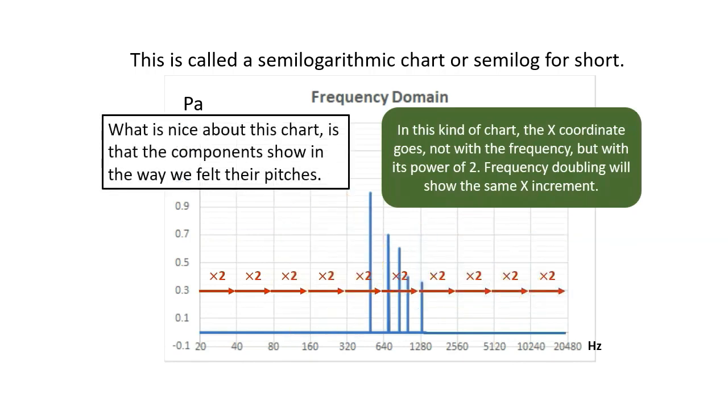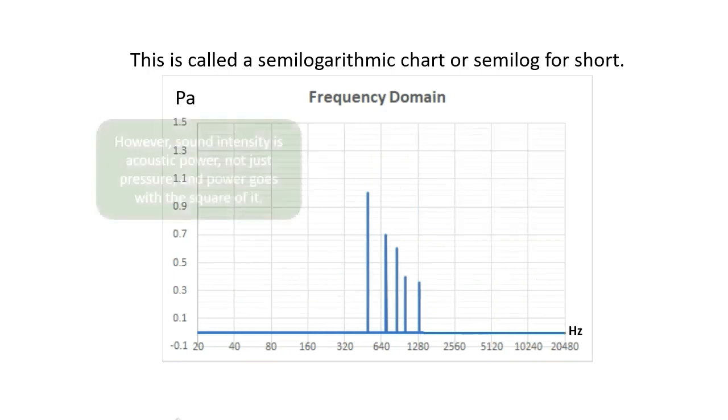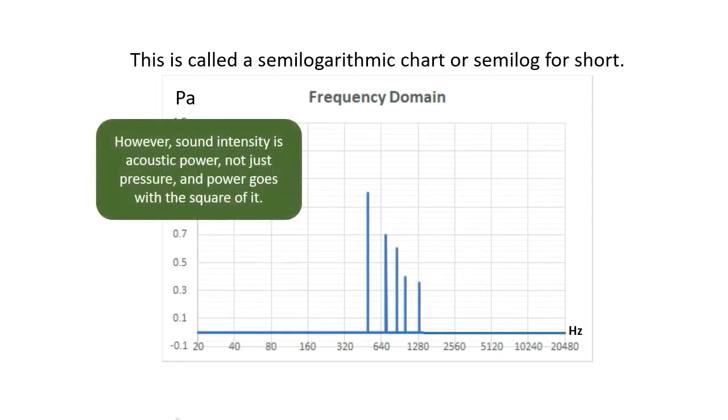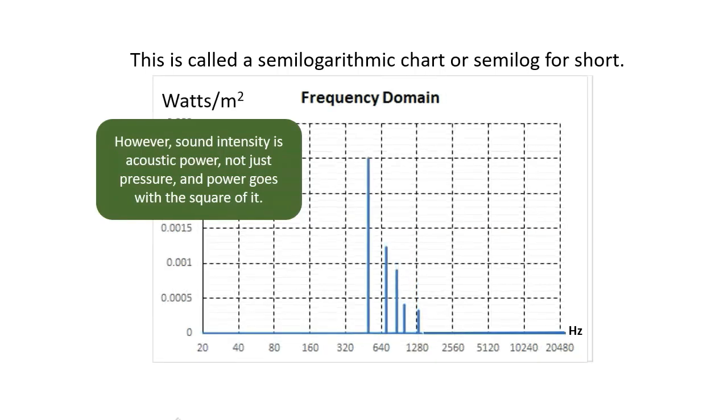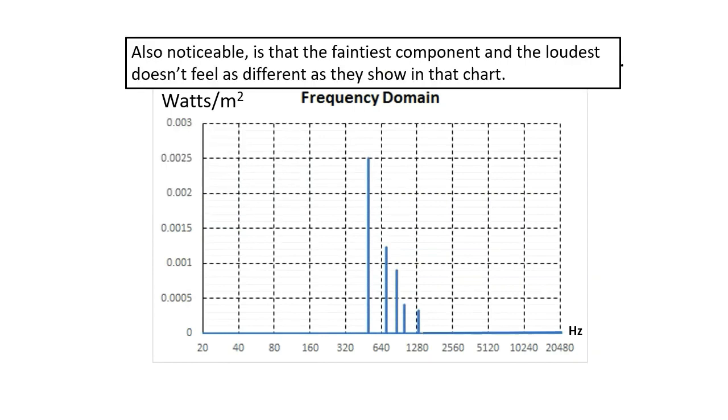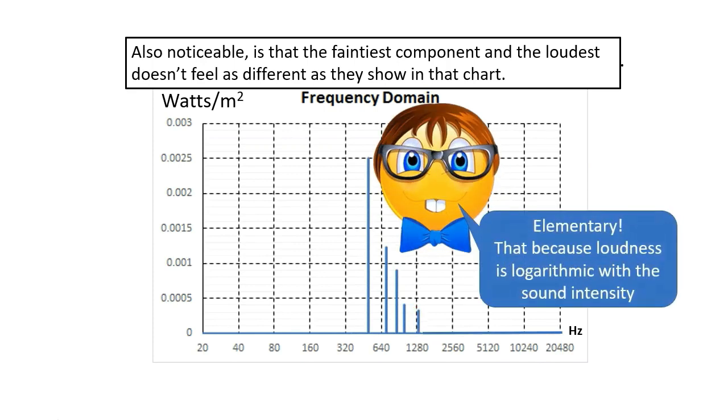What's nice about this chart is that the components show in the way we felt their pitches. However, sound intensity is acoustic power, not just pressure, and power goes with the square of it. There. Also noticeable is that the faintest component and the loudest doesn't feel as different as they show in the chart. Elementary, that's because the loudness is logarithmic with the sound intensity.